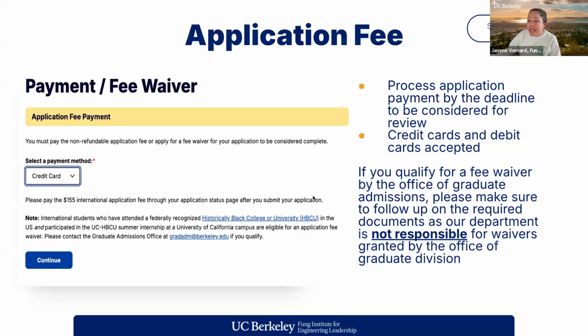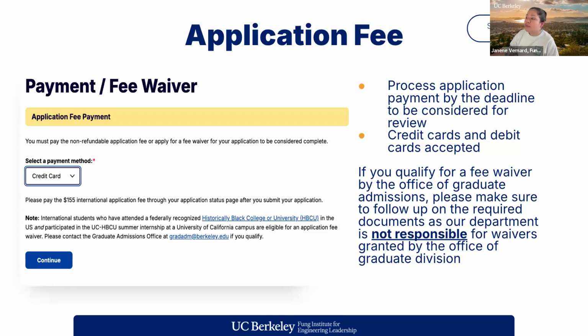In terms of the application fee, this is what it looks like on the graduate application. You haven't submitted until you pay the application payment by the deadline to be considered for review. They do sometimes give a one or two day grace period, so please pay it either at the time of submission or shortly thereafter. Credit cards and debit cards are accepted. Sorry, this is a non-refundable payment.